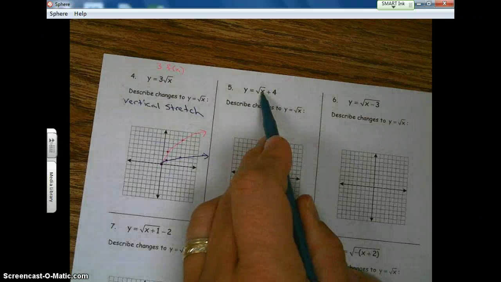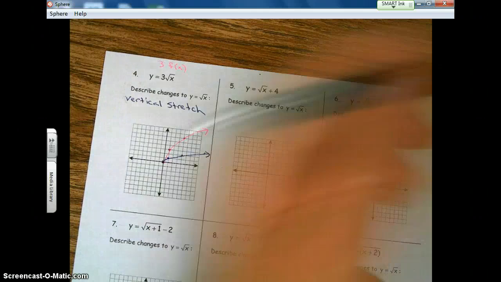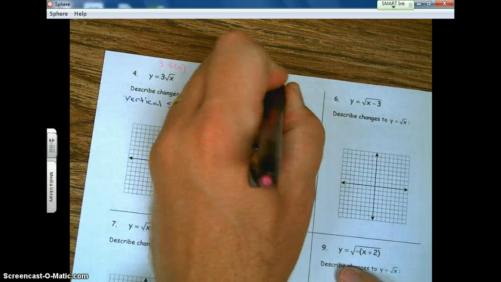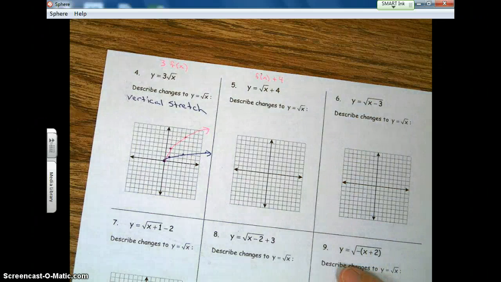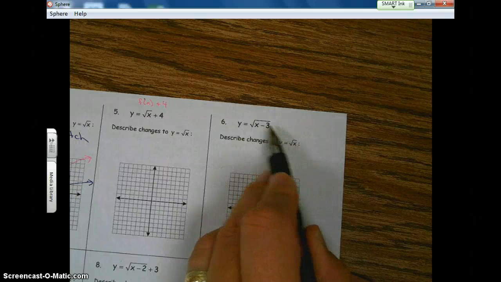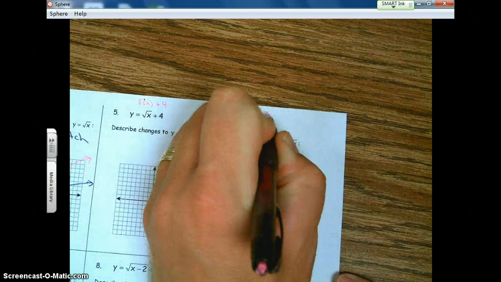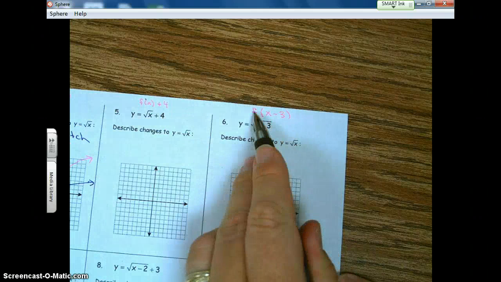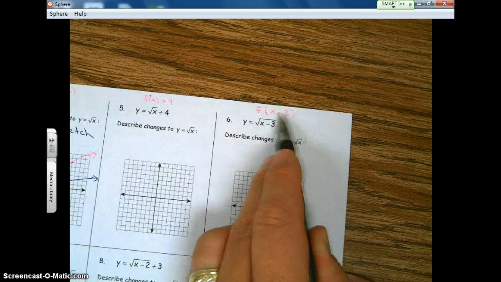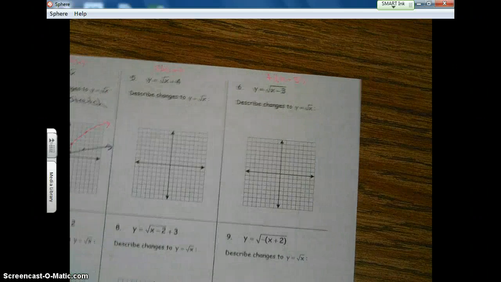This time the function is moving up 4 units. So another way of writing this would be f of x, that's the function, and we're moving the function up 4 units, just like I'm moving the monster. Here the function is moving 3 units to the right. Another way of writing this in function notation would be f of x minus 3. In this case, the function is the square root function, and the square root function is getting moved 3 units to the right.